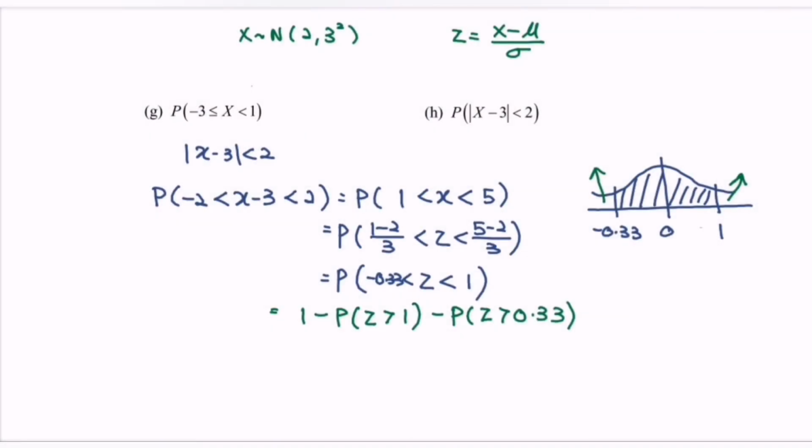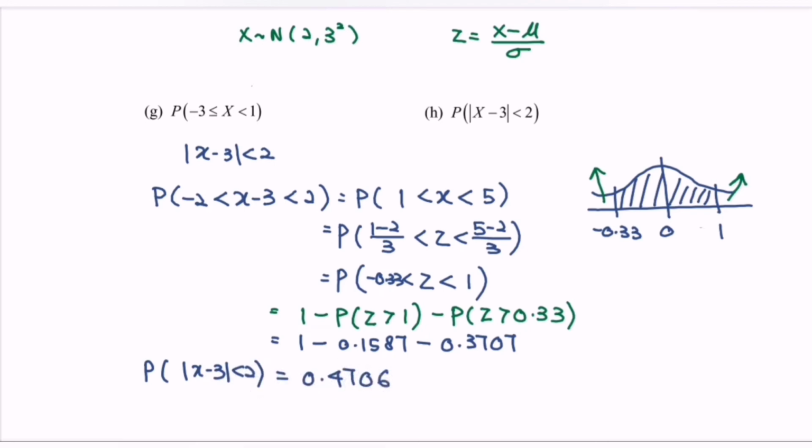So kindly substitute the values, where we have 1 minus, for Z greater than 1, the value 0.1587, minus, for Z greater than 0.33, the value 0.3707. Simplify the situation. The probability that modulus of x minus 3 is less than 2 will be equal to 0.4706. So here we are, and thanks for watching.